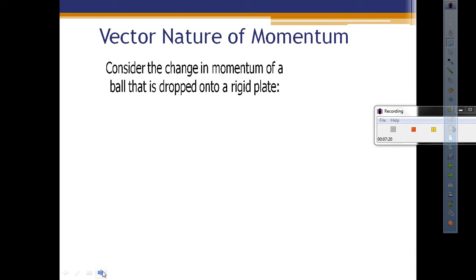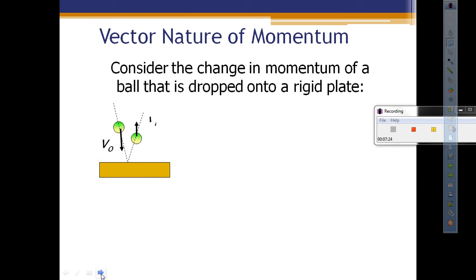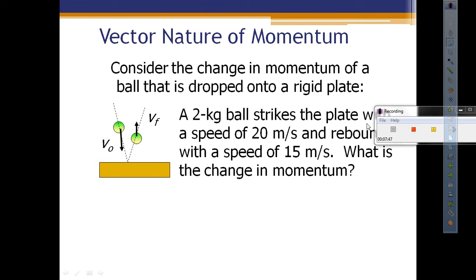All right, the vector nature of momentum. Change in momentum of a ball that is dropped onto a rigid plate. If you look at it, the ball comes down and hits the plate and pops back up. So it's moving down, so that's its velocity. We could call that positive if we wanted to, and then it pops back up and we could call that negative. It doesn't really matter what you call it. You just must recognize that these are moving in opposite directions because that makes a big, big impact on your math.